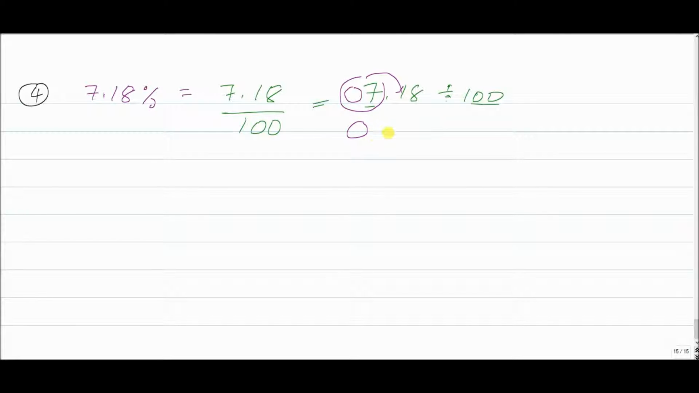So keeping the place and keeping the decimal point in the same position, I now put 0.7 before the 1.8. So our answer for number 4, 7.18% as a decimal, will be 0.0718.